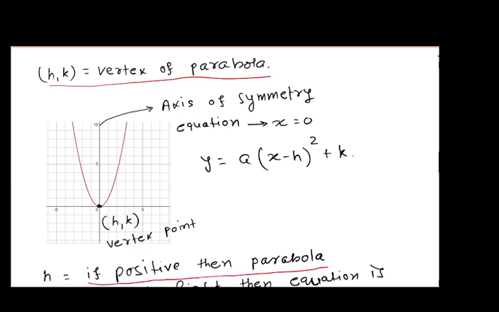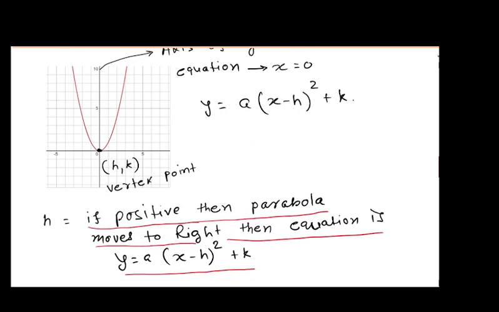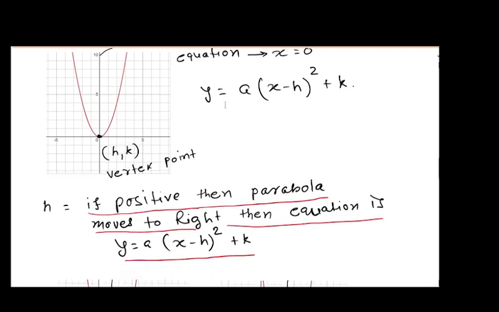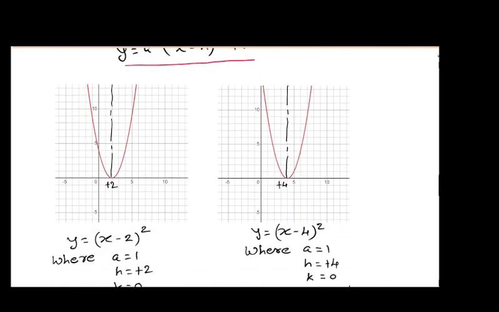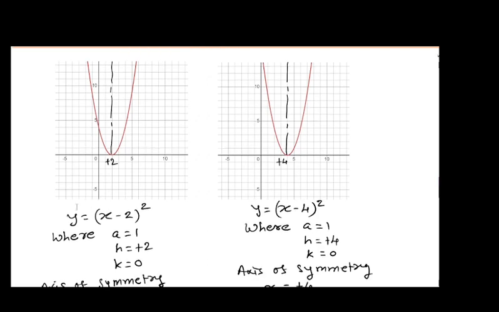Now let us see what happens to the h value and how the parabola behaves when h changes. The original equation we have is y = a(x - h)^2 + k. If h is positive, then the parabola moves to the right, and my equation is still the same, y = a(x - h)^2 + k. So if h is positive, my parabola moves to the right. For example, if I take h = 2, my equation becomes y = (x - 2)^2.